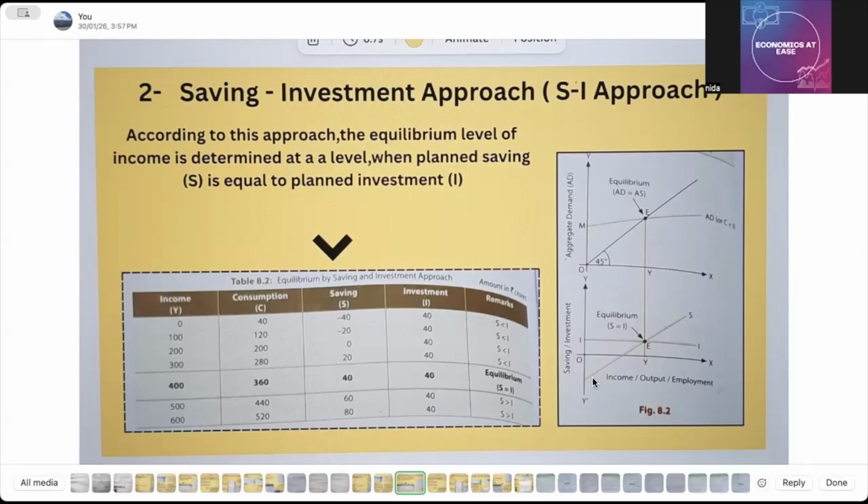Saving will start from the negative side. Investment, we have assumed to be autonomous, so it will be a horizontal straight line parallel to the x-axis. And the point at which the saving and investment curves cut is your equilibrium, that is the equilibrium of saving and investment. The point should be like that. So this is the thing you should know.